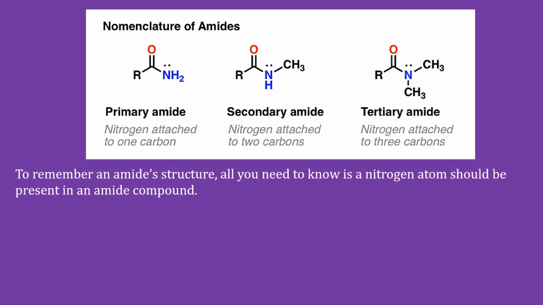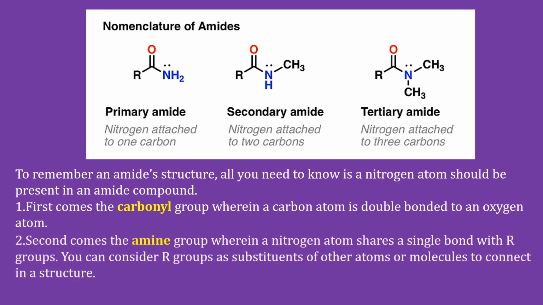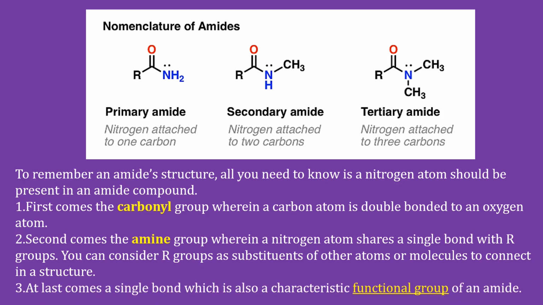To remember an amide structure, all you need to know is a nitrogen atom should be present in an amide compound. First comes the carbonyl group, wherein a carbon atom is double bonded to an oxygen atom. Second comes the amine group, wherein a nitrogen atom shares a single bond with R groups. You can consider R groups as substituents of other atoms or molecules to connect in a structure. And lastly, a single bond, which is also a characteristic functional group of an amide.